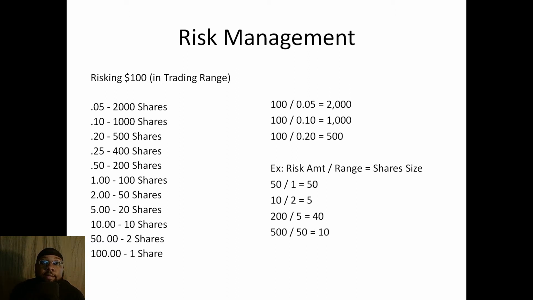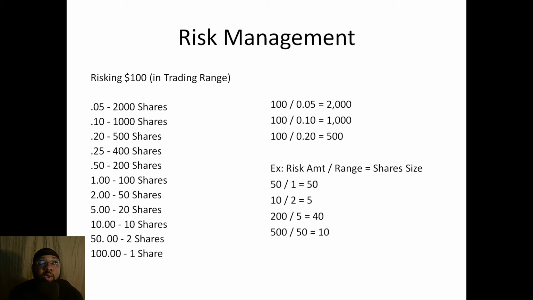So let's just say you have a $4,000 account. Let's just say you have a $500 account. You have a $10,000 account, $25,000 account, $100,000 account. No matter what account size you have, the trading range is going to be whatever the stock market gives you. So no matter what your account size is, this risk management is always going to be consistent.